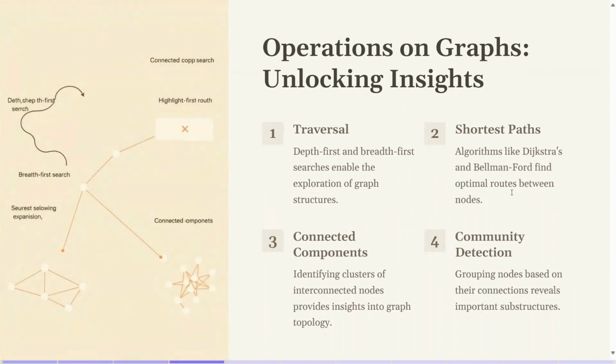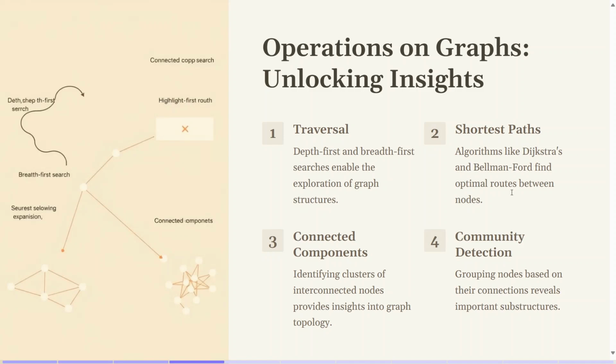Operations on graphs. So usually we perform many operations on graphs. Mainly, to be precise, we perform operations on dynamic graphs especially. So we add vertices, remove vertices, we add edges, and we remove edges. And traversal is also done in graphs.